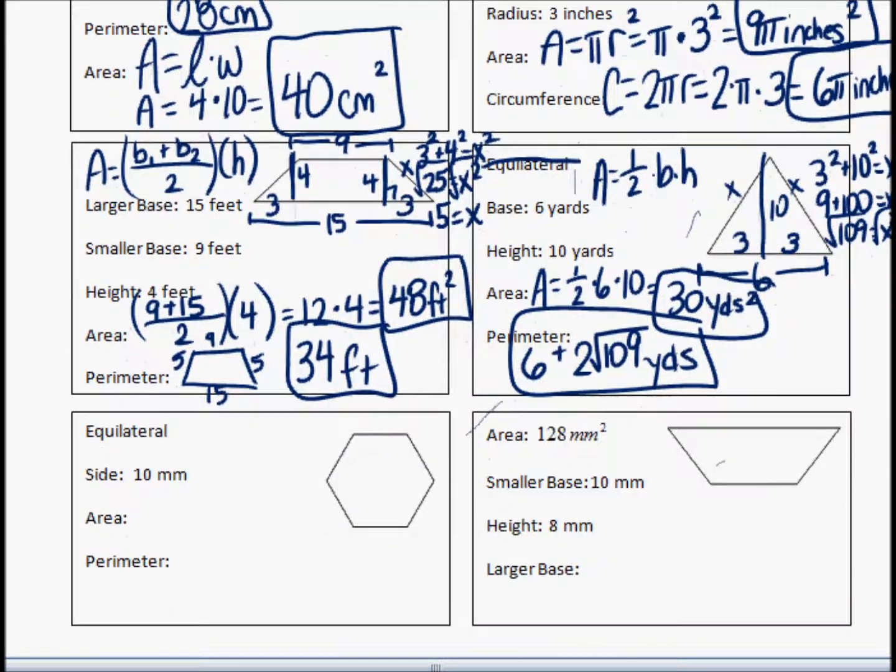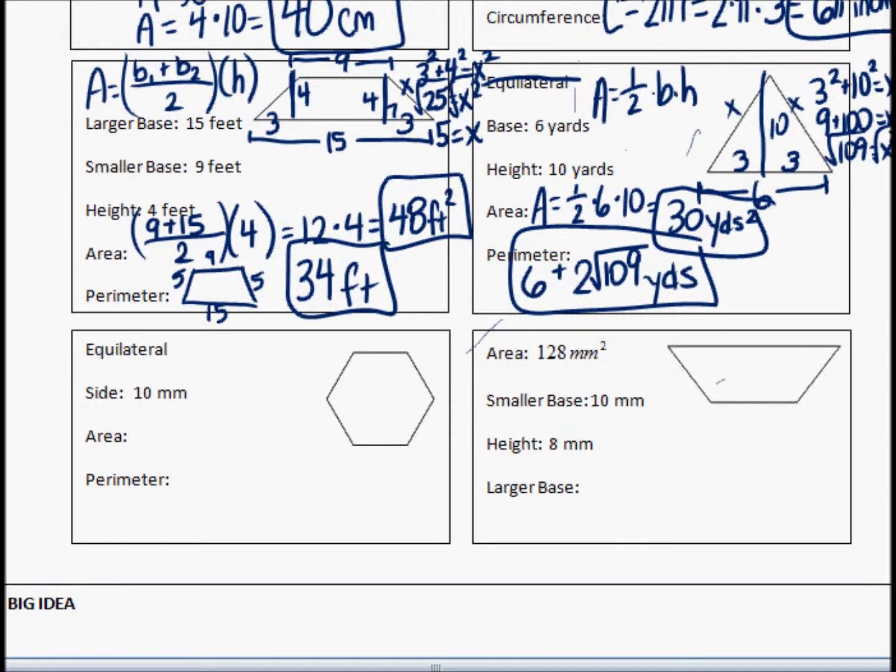The next shape says that it's equilateral, and we have 1, 2, 3, 4, 5, 6 sides. So this is actually an equilateral hexagon. Another term that you'll learn in geometry class is, if a shape is equilateral and equiangular, which means that the angles are congruent, then it's called a regular hexagon. So in this equilateral or regular hexagon, each side is 10 millimeters long.